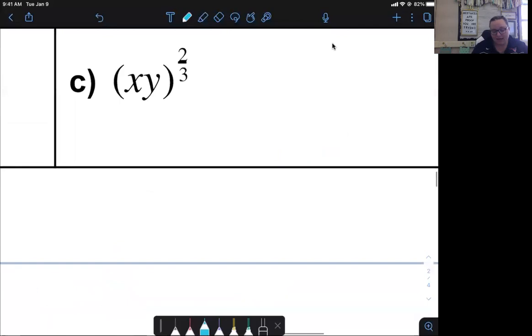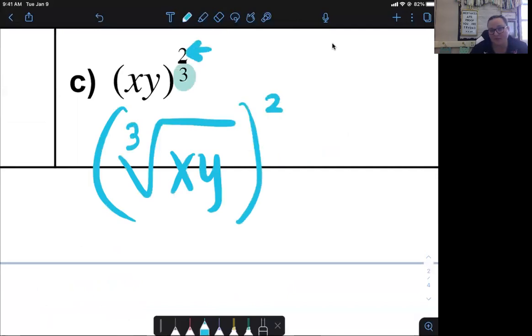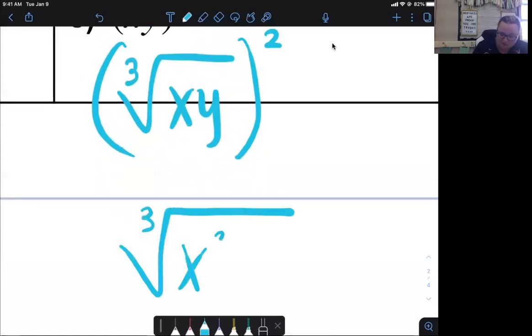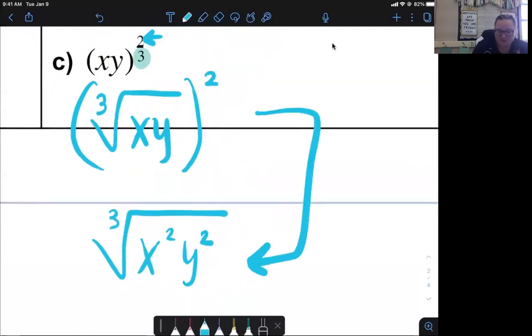Now try xy to the 2/3. Our denominator is a 3. That means we're taking the third root of xy, and then this is our exponent, so we're going to square it. So the third root of xy squared would also be the same thing as the third root of x squared y squared. Those two things mean the same thing, and I would accept your answer either way.